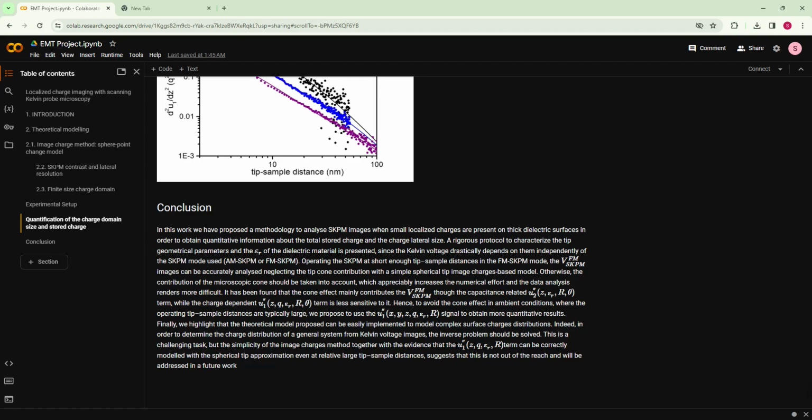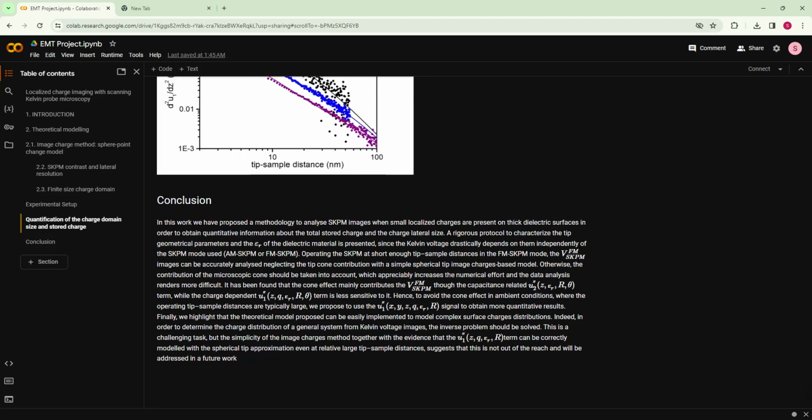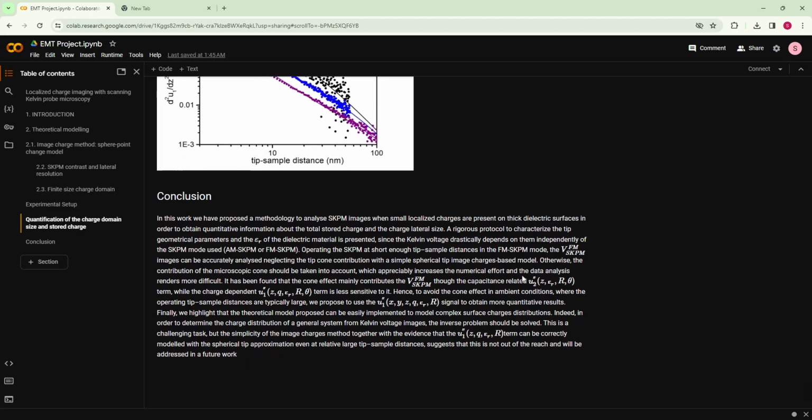operating the SKPM at short enough tip sample distance in the FM SKPM mode, the V FM SKPM images can be accurately analyzed, neglecting the tip cone contribution with a simple spherical tip image charges based model. Otherwise, the contribution of the microscopic cone should be taken into account, which appreciably increases the numerical effort, and data analysis renders more difficult.